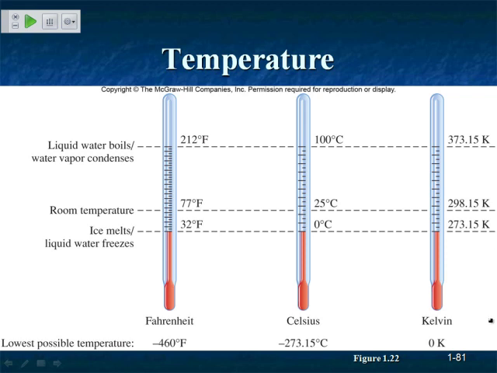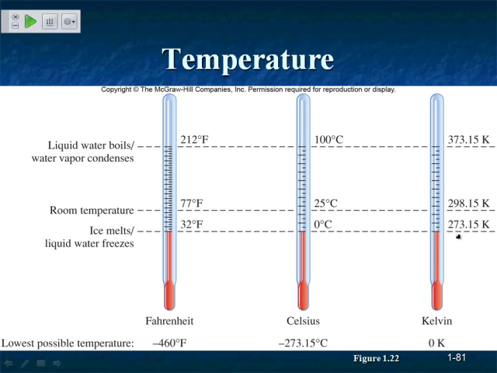And the lowest possible temperature in degrees Celsius is negative 273.15. Now if you look at Kelvin, you will see how these two relationships come into the picture. Kelvin, the lowest possible temperature, 0 Kelvin, is called absolute zero. And water will freeze at 273.15.